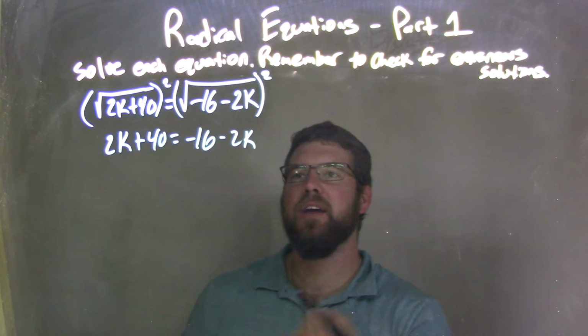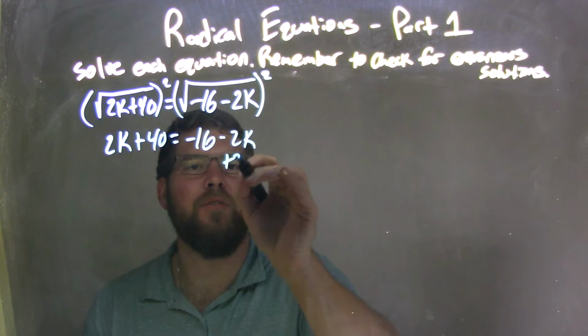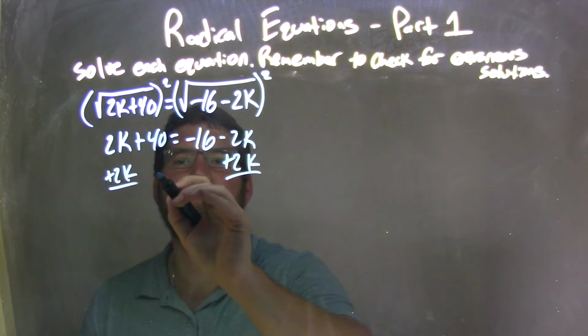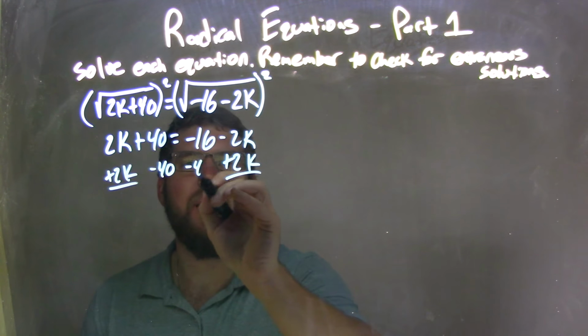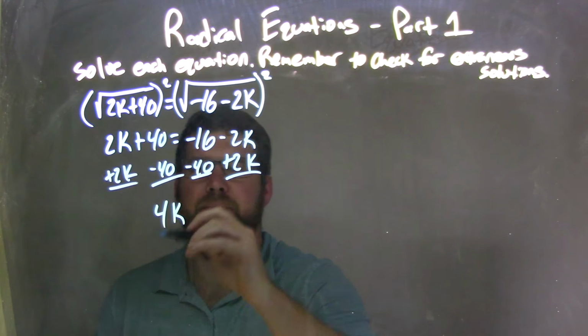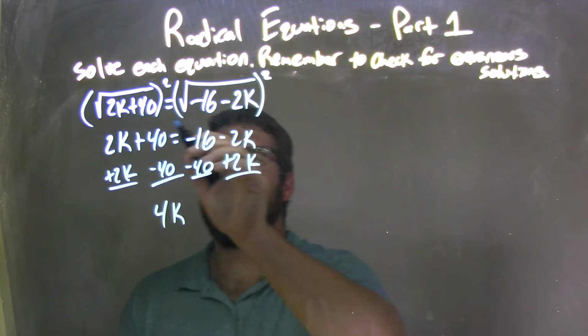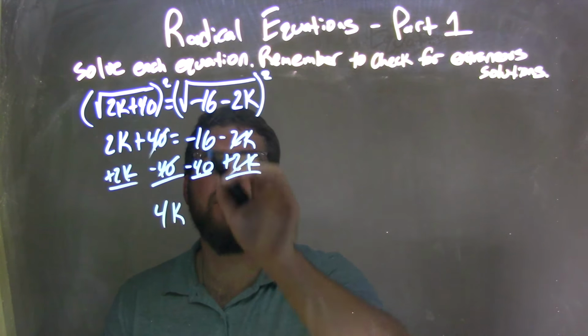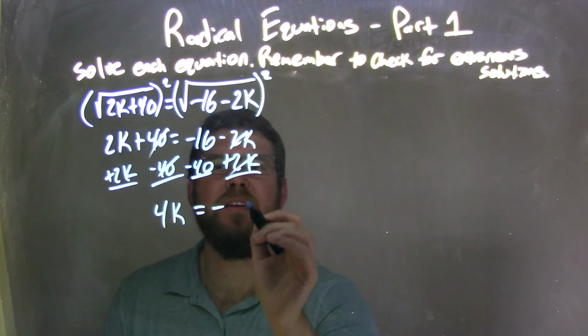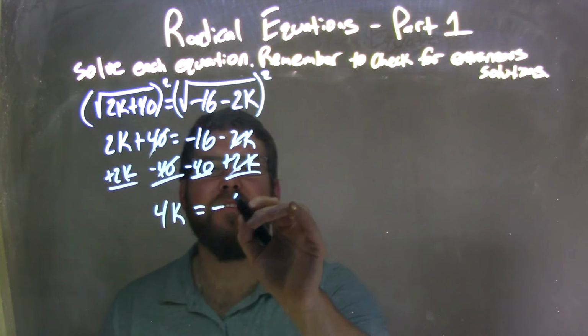So let's bring our k's together and our numbers together. So I'm going to add a 2k to both sides. I always want to say 2 but it's 2k. And I subtract a 40 to both sides. Leaving me with 2k plus 2k is 4k. Like the TVs, these 40s cancel. These 2k's are canceled. And negative 16 minus 40 is a negative, ready, 56.